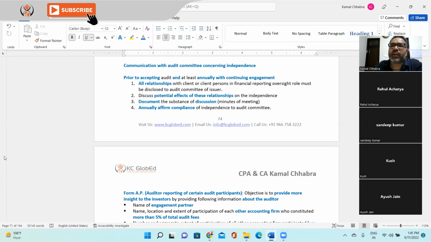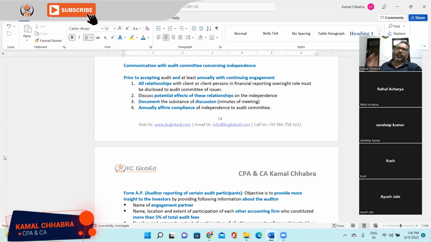And wherever there is any doubt, or wherever you feel there is any question on independence, you need to give upfront disclosure to the audit committee, along with the reason to believe why you are in compliance with the independence rules, right? So this is all about the PCAOB independence rules.